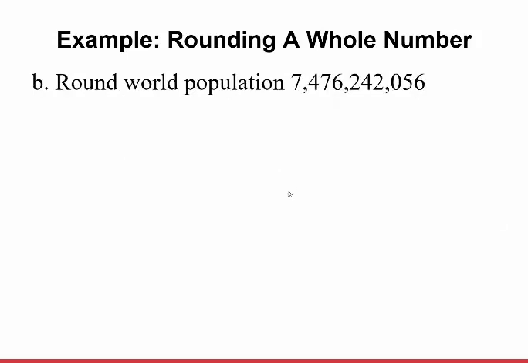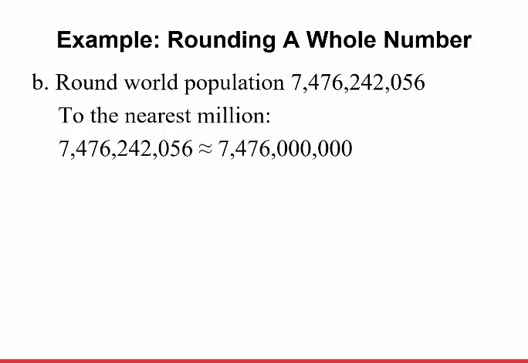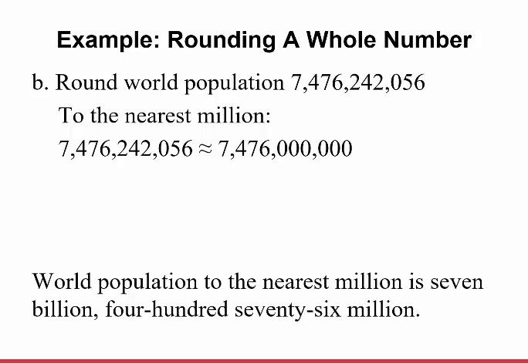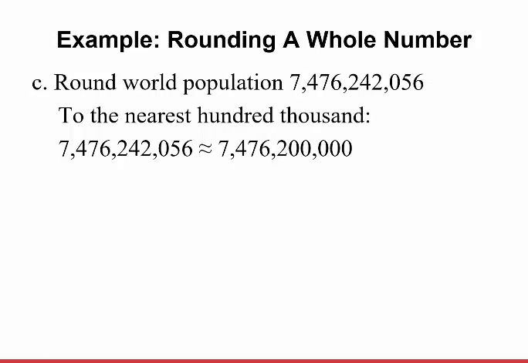All right, so let's do another one. I've got the world population, and let's round it to the nearest millions. So you're going to go to the millions place, which is the 6 right here. You're going to look to the right. You're going to see the number 2. That's less than 5. So I'm going to leave the 6 alone, and I'm just going to replace these all with 0. So I'm going to say the world population is approximately equal to 7,476,000,000 people. So we're just rounding down in this case. So the world population to the nearest million is 7,476,000,000.